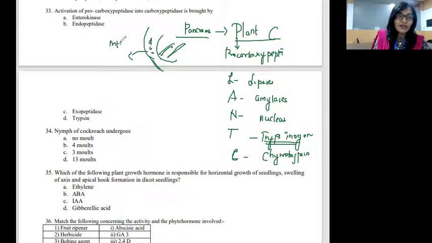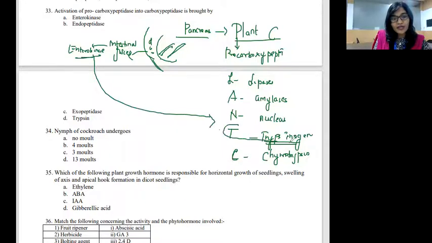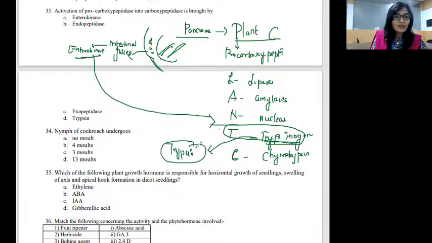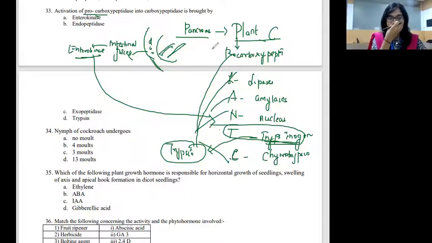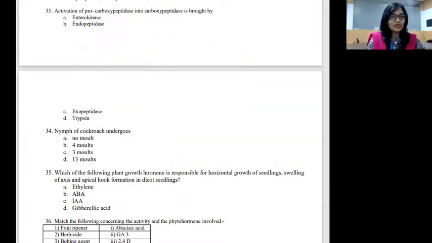They also secrete something called intestinal juices, and one such is going to be enterokinase. This enterokinase will activate trypsinogen. Trypsinogen is an inactive form. They will activate trypsinogen into trypsin. Now this trypsin activates all other pancreatic enzymes. So the question is, activation of pro-carboxypeptidase into carboxypeptidase. Pro means not activated. The activation is brought about by trypsin. So the answer is option D. Very simple question. Option D.